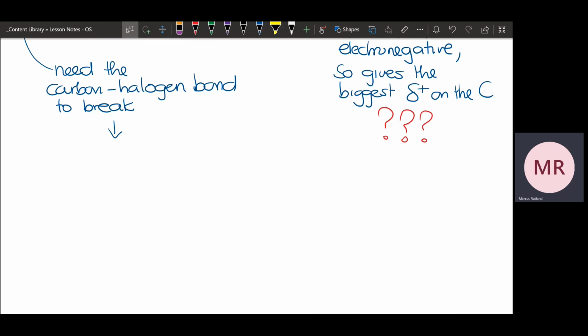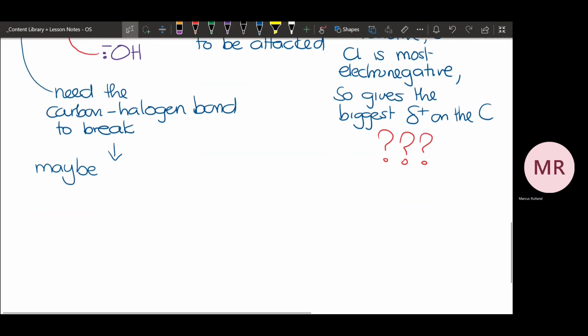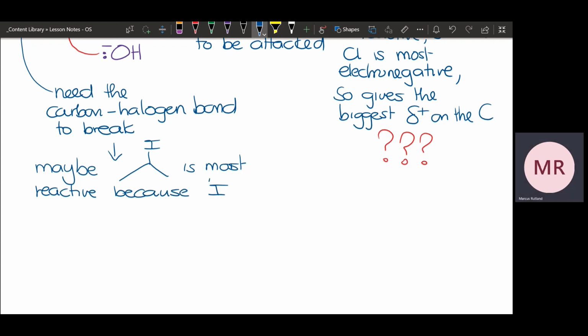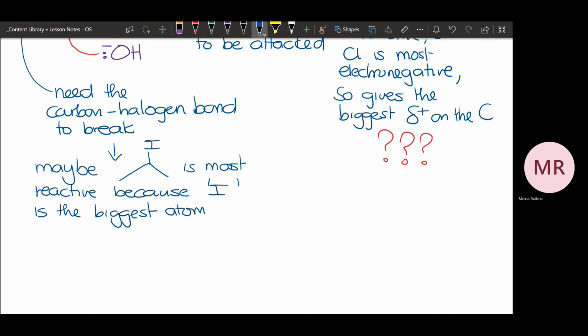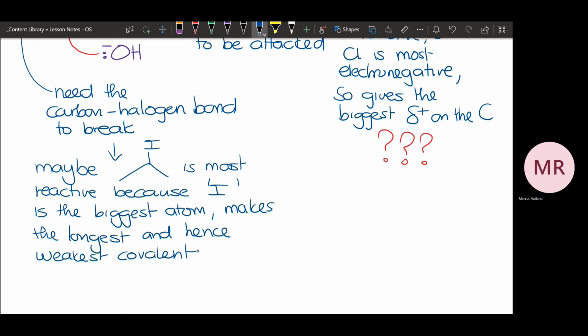So we need to add maybe the iodopropane. 2-iodopropane is most reactive because iodine is the biggest atom, so it makes the longest and hence weakest covalent bond. Less energy is needed to break it.